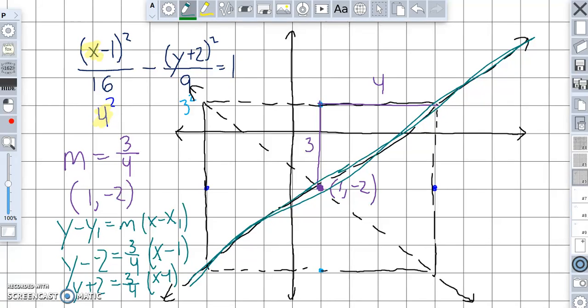You can convert it to slope-intercept form, y equals mx plus b form. I don't see a need to. A line is a line, so that's fine. But ask your teacher. If you're not my student, go ask your teacher how he or she wants it.